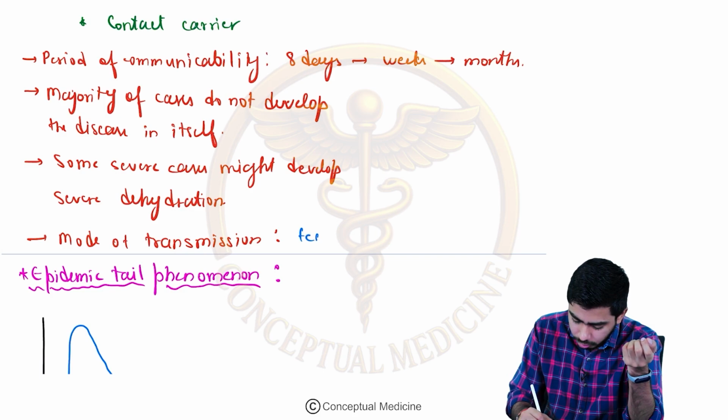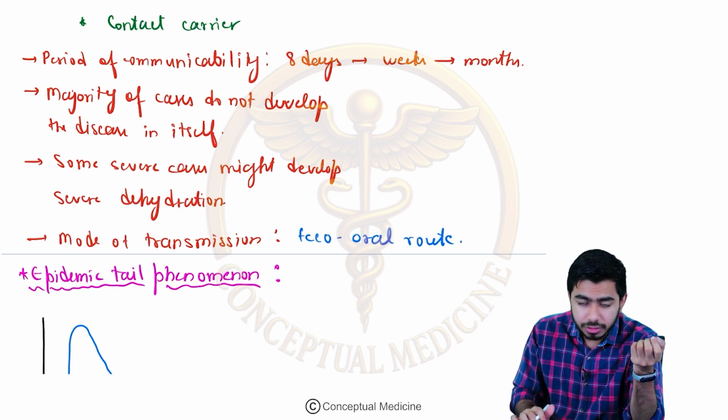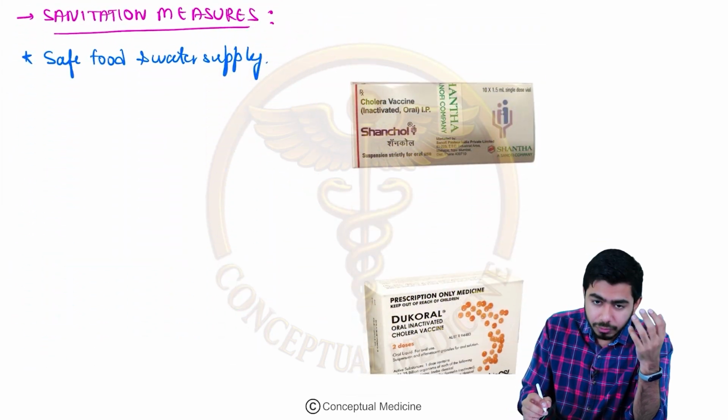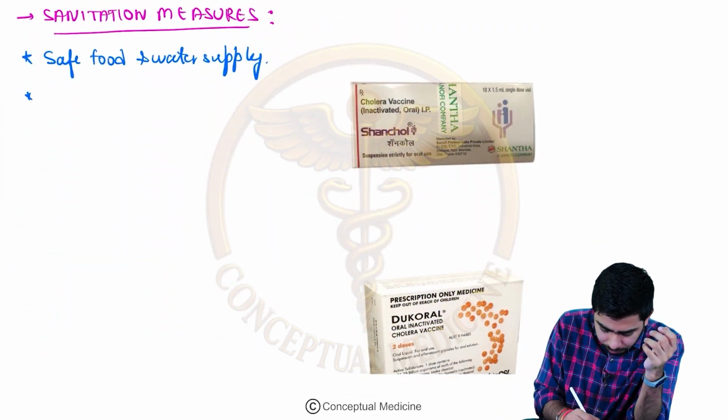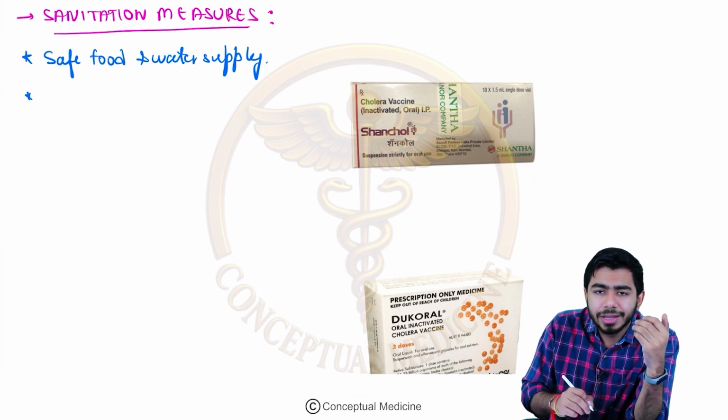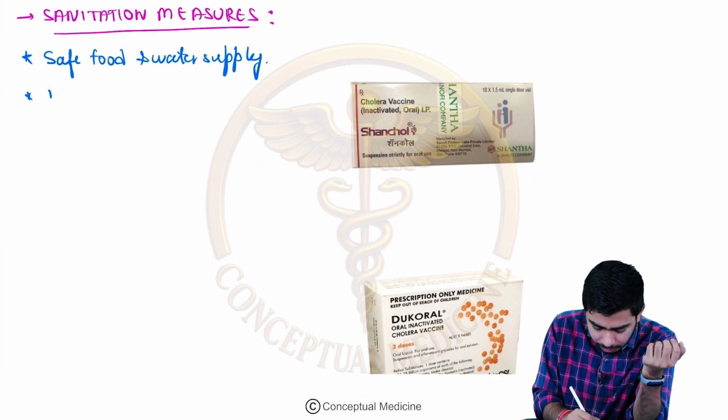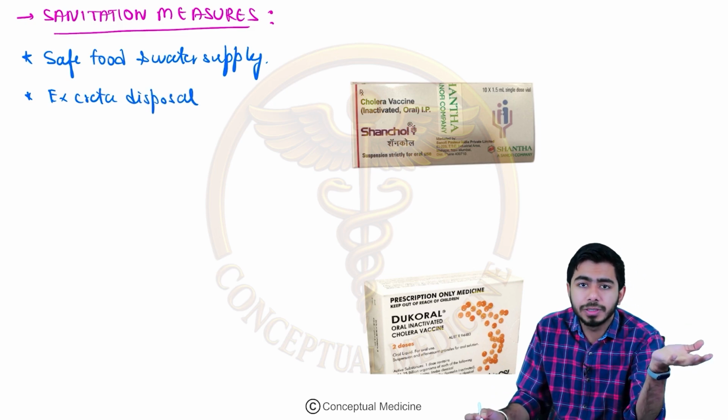So fecal-oral route, isn't it? So that is the case. Now look over here, safe food and water supply. Second thing, the excretion of the human, basically excreta disposal should be taken care of. It should not be in the open spaces, right?